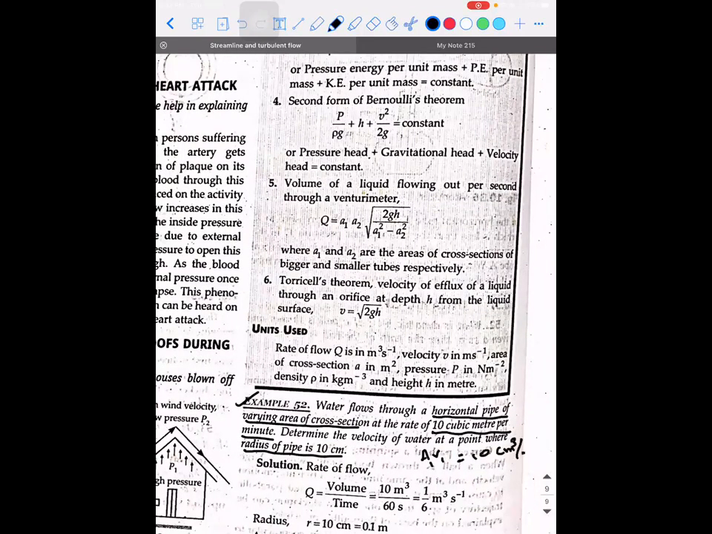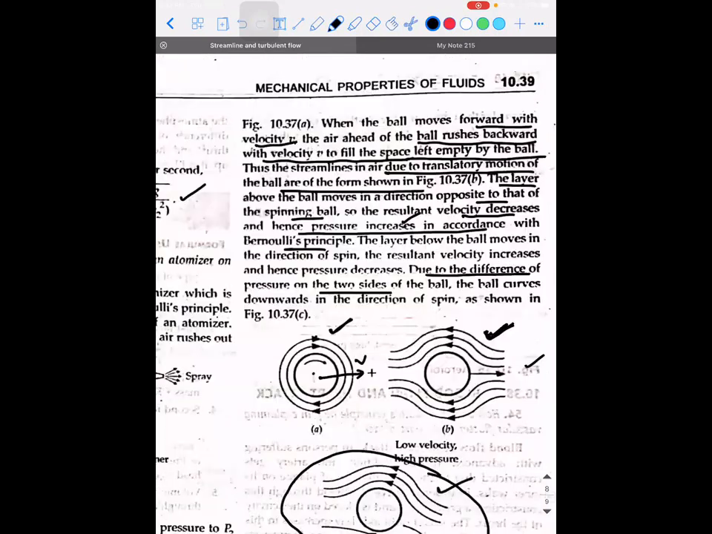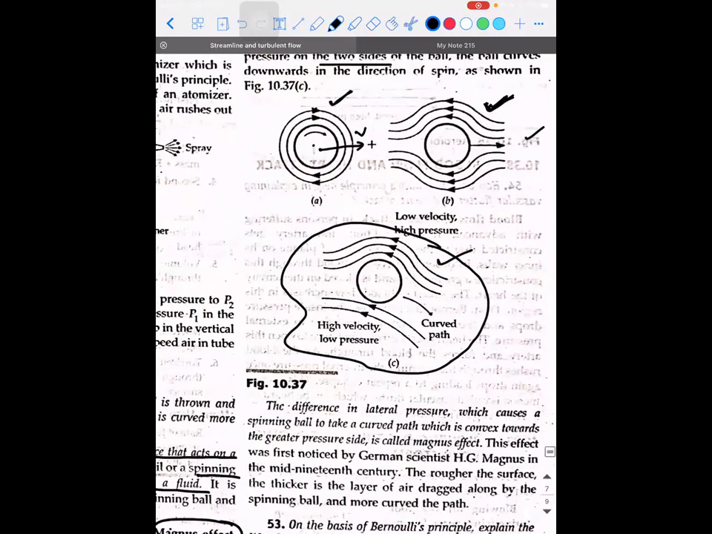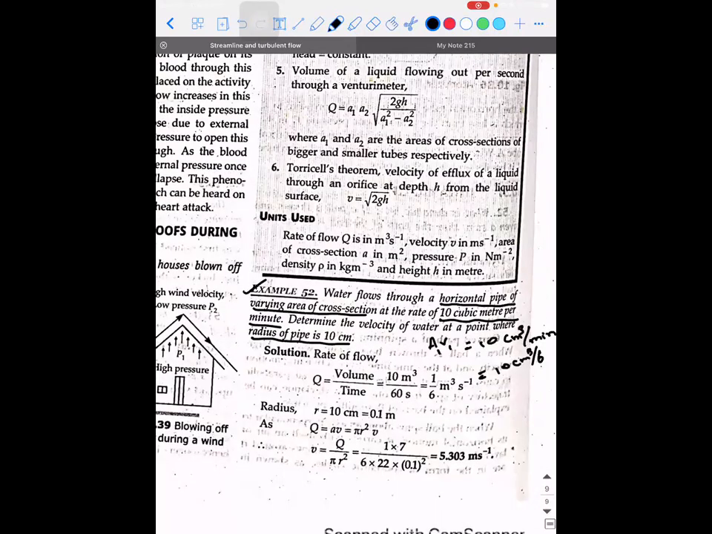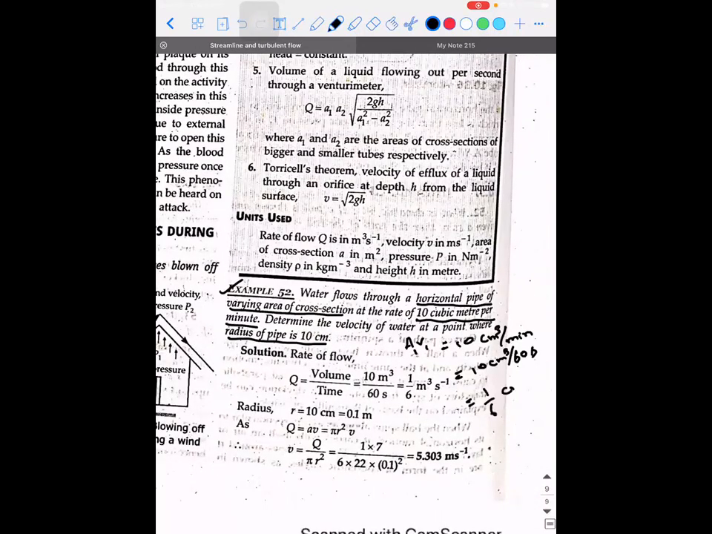10 cubic centimeter per minute. I think we can leave it in cubic centimeter per minute itself. If you want, we can convert it to seconds. So 10 centimeter cube by 60 seconds, so 1 by 6 centimeter cube per second. So this is the amount of water that is flowing per unit time.